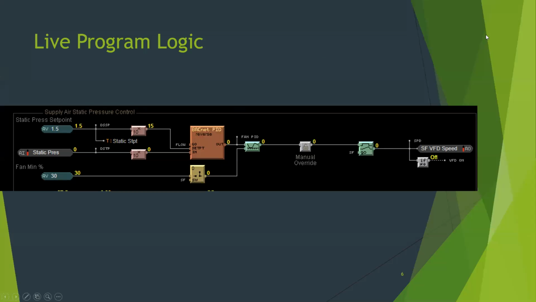Live program logic. You don't see a lot of this, but if there's a problem with the sequence of operation, live program logic in Automated Logic System by Harris allows you to see the various inputs with the live data and see what the outputs are. It makes it very easy and understandable in troubleshooting sequence of operation malfunctions.